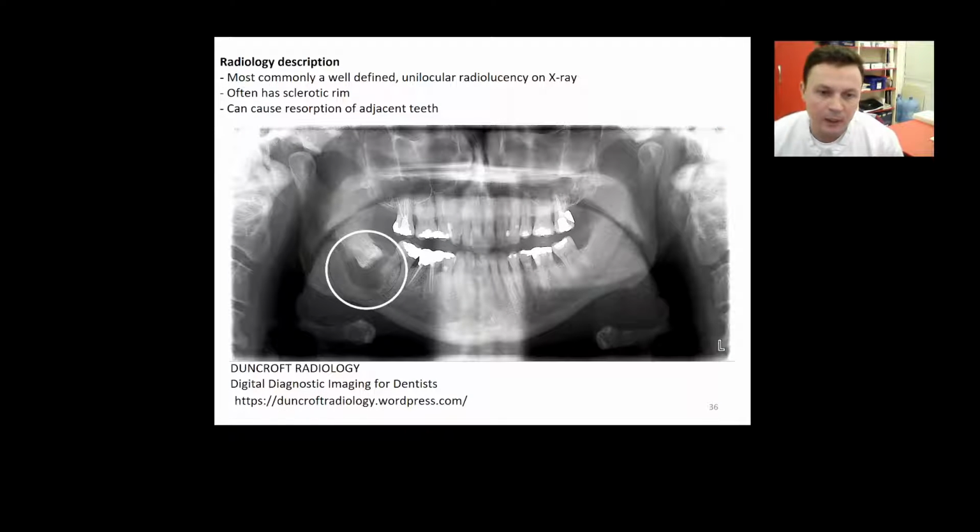Radiology description. Most commonly a well-defined unilocular radiolucency on X-ray, often with a sclerotic rim, which can cause resorption of adjacent teeth.